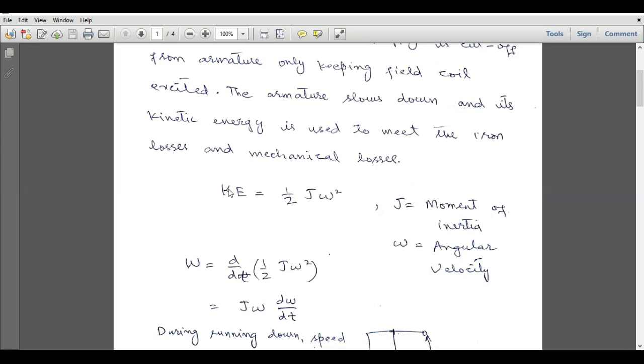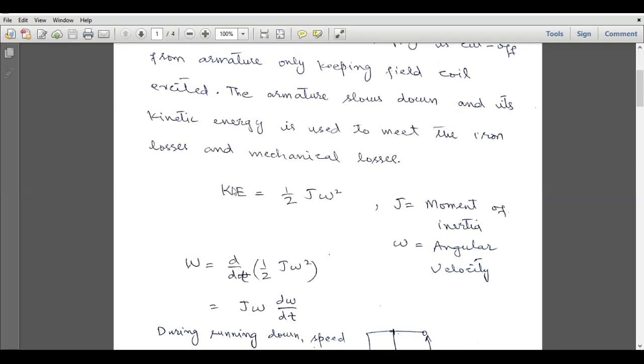So all the energy which is present in the system or in the machine will be used to cover the losses. Okay. So in this case, the armature current is zero, so armature copper losses will be equal to zero. So the only losses present at this moment are the stray losses, and stray losses include the mechanical losses, which are friction and windage losses, and the core losses or iron losses will also be present in the system because the flux is present.